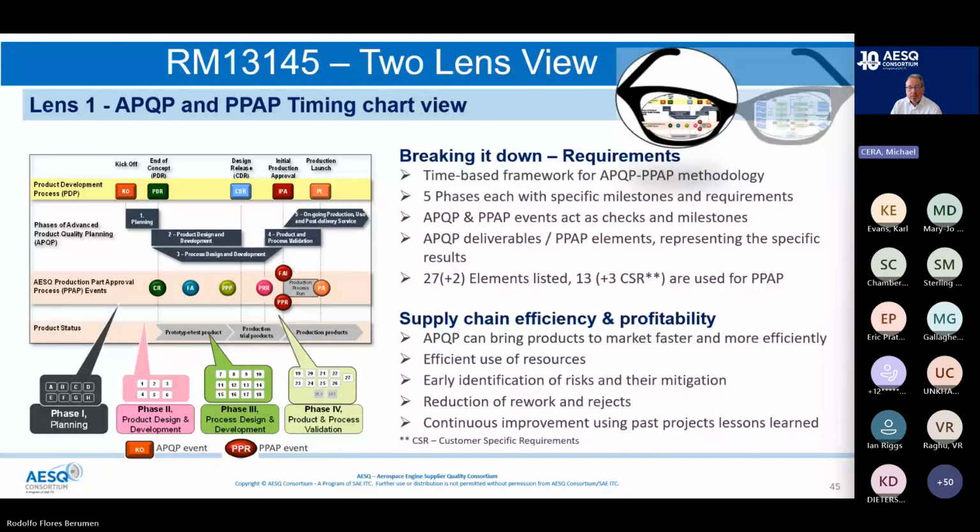What are the benefits of a well-structured approach for the supply chain? Regarding supply chain efficiency and profitability, APQP can bring products to market faster and more efficiently. Another benefit is the efficient use of resources, the early identification of risks and their mitigation, the reduction of rework and rejects, and the continuous improvement using past projects' lessons learned. Of course, it is an effort to introduce APQP and PPAP, but you are not starting from scratch. I'm sure companies will already be using many elements in a very similar form. That is MTU Aero Engines' experience.